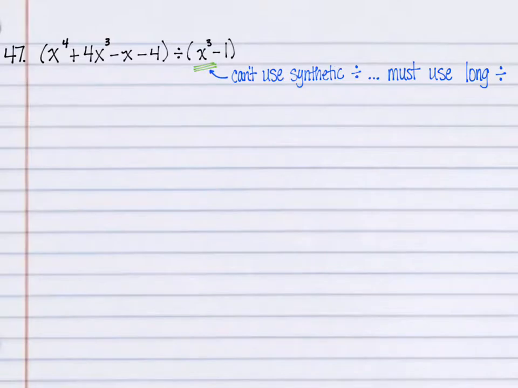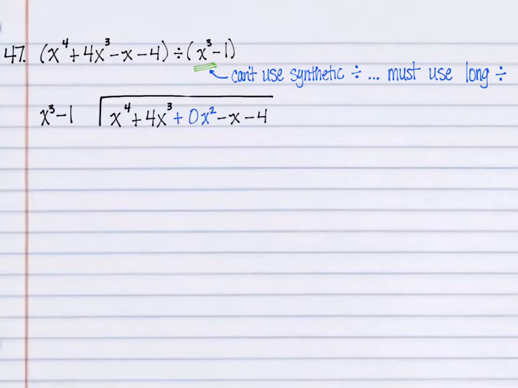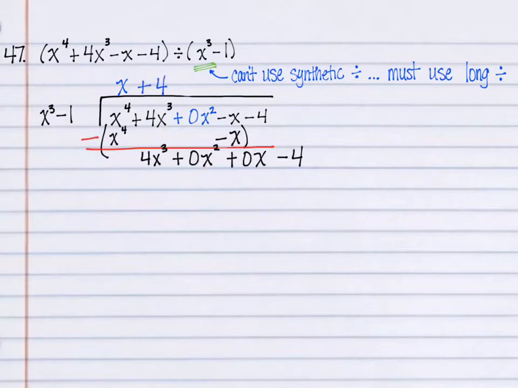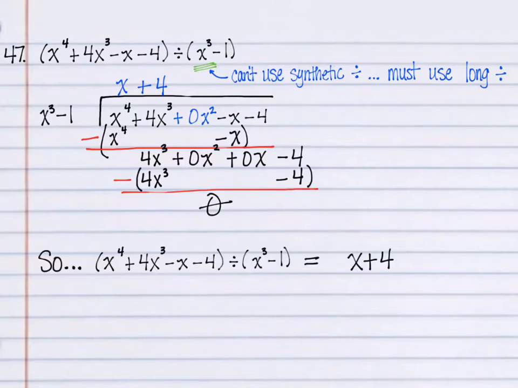Notice here in this problem, this is x cubed minus 1. You can't use synthetic division because synthetic division has to be just x to the first minus a constant. So we're going to have to do long division. Note that I had to put this 0 in for a placeholder there. So we're going to do our long division, subtract that and bring everything down, and then we notice we have to multiply by 4, and we subtract all that, and we have nothing left.